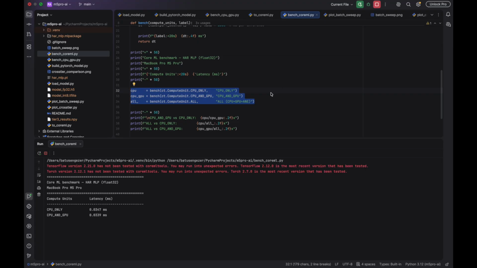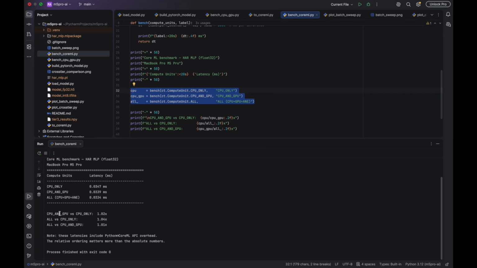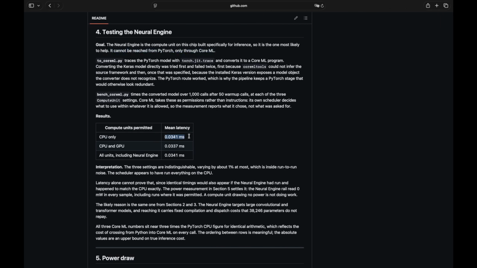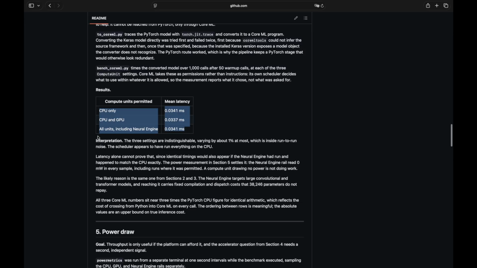CPU only measured 0.0341 milliseconds. CPU and GPU measured 0.0337. All units, including the neural engine, measured 0.0341. All three are indistinguishable within run-to-run variation, consistent with the idea that the scheduler executed the model on the CPU in every case.